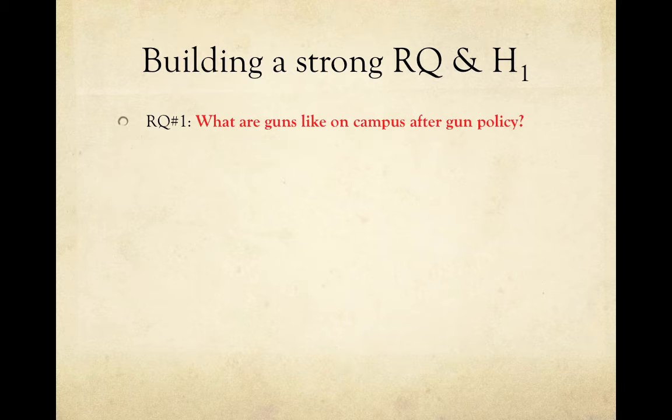Okay, now let's build a strong RQ out of our topic of interest, violent crimes on college campuses. Look at the example on this slide. This research question is, "What are guns like on campuses after gun policy?" This first RQ does not meet the criteria of a strong RQ, so it needs some improvement.